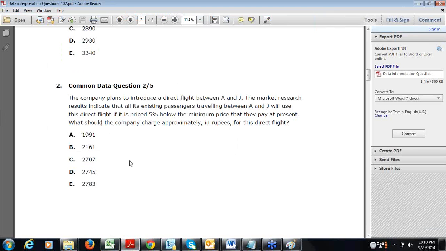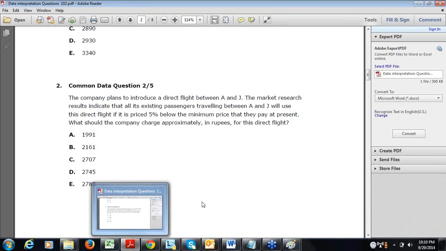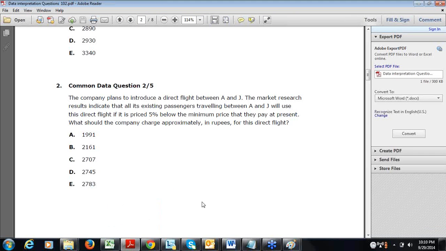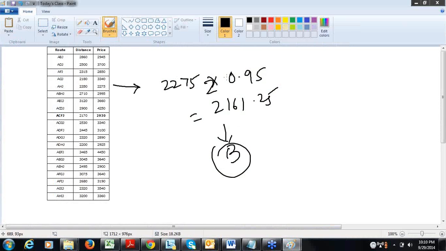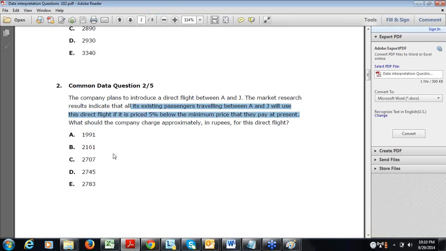Everybody clear with this? Anybody has a problem? Once the table is made, first two questions, okay, it is saying existing passengers traveling between A and J will use the direct flight if it is 5% below the minimum price that they pay at present. So it should be 5% below. So 0.95 will multiply with the existing price. Existing minimum price is 2275. So 5% less, so into 0.95. So we have 2161.